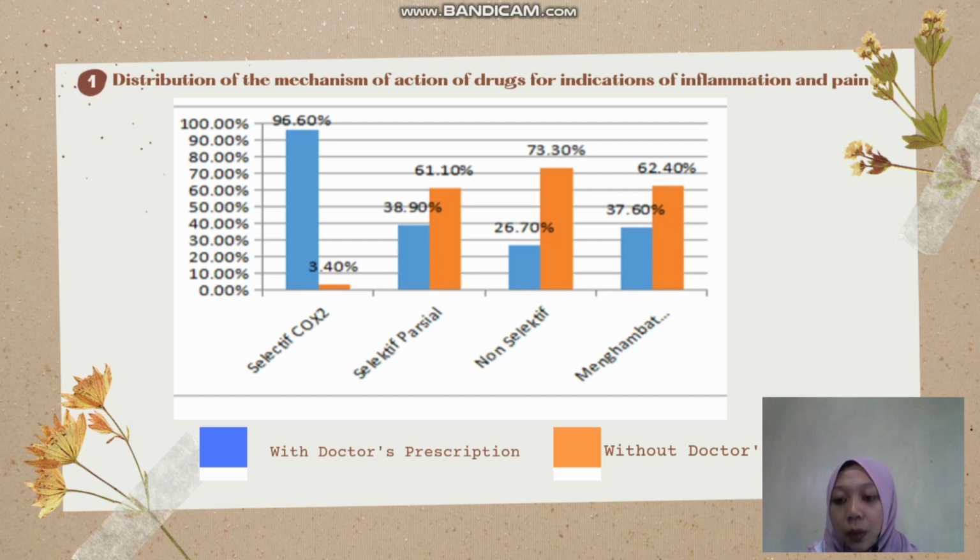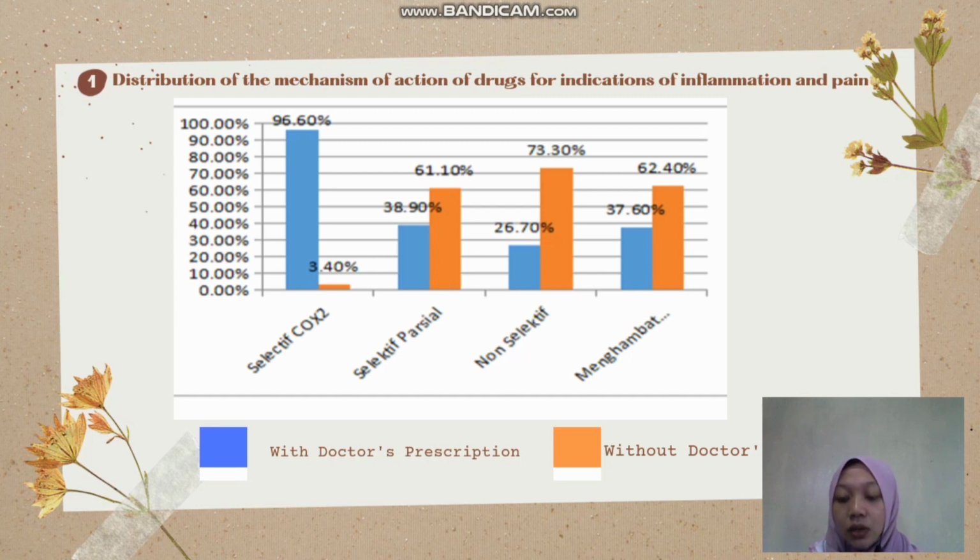Non-steroid anti-inflammation drugs used to treat various indications of inflammation, pain, and rheumatism were mostly drugs that work with non-selective mechanisms, as much as 73.8%. This type of drug is widely used because it provides a fast effect, relieves pain, and is easy to get.